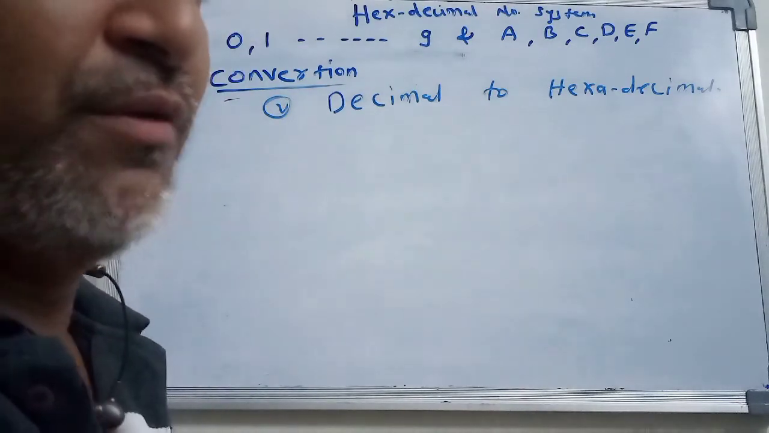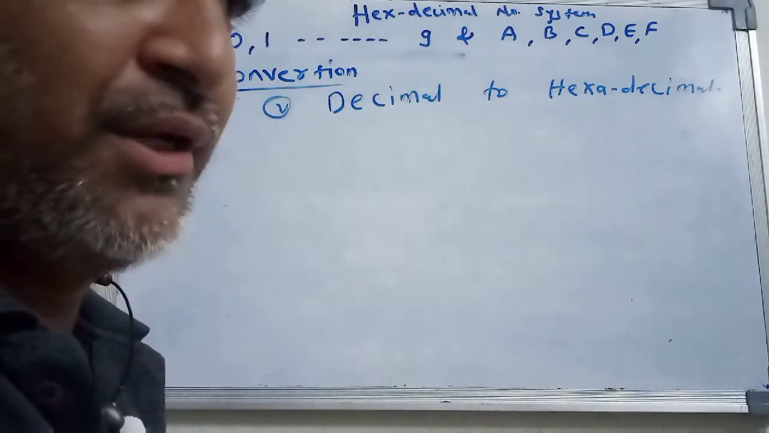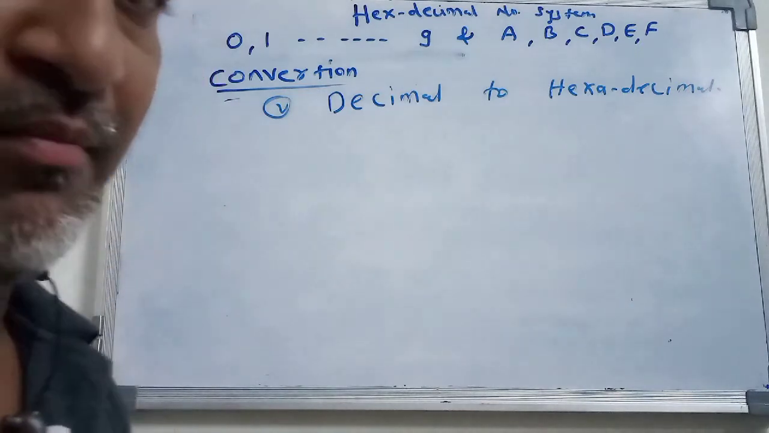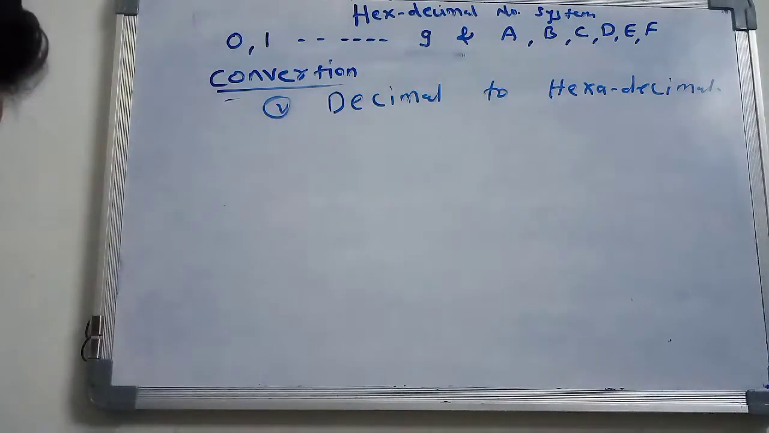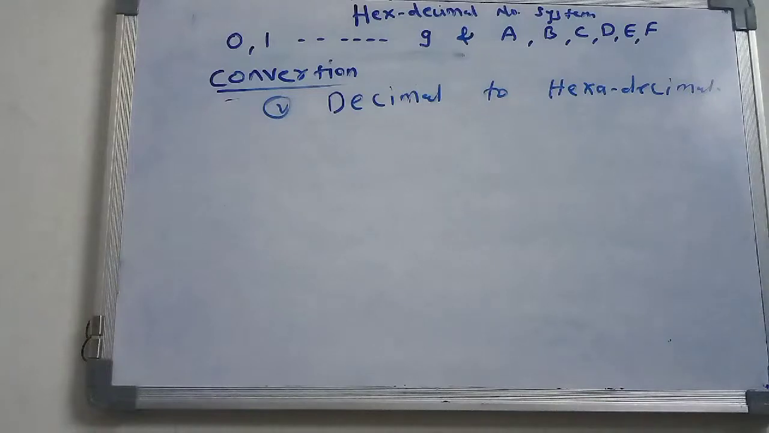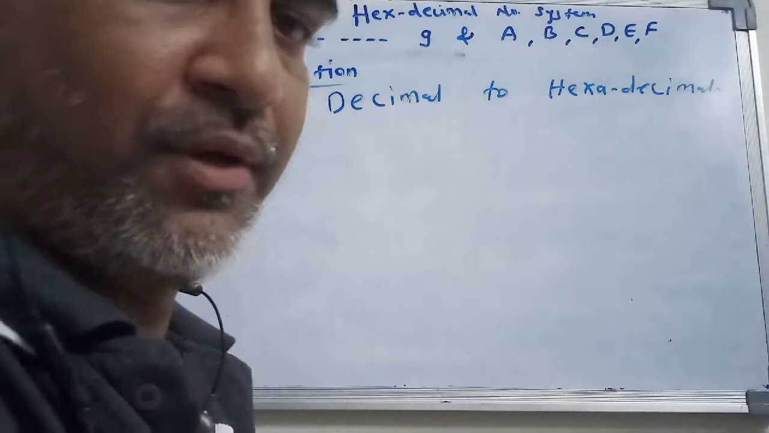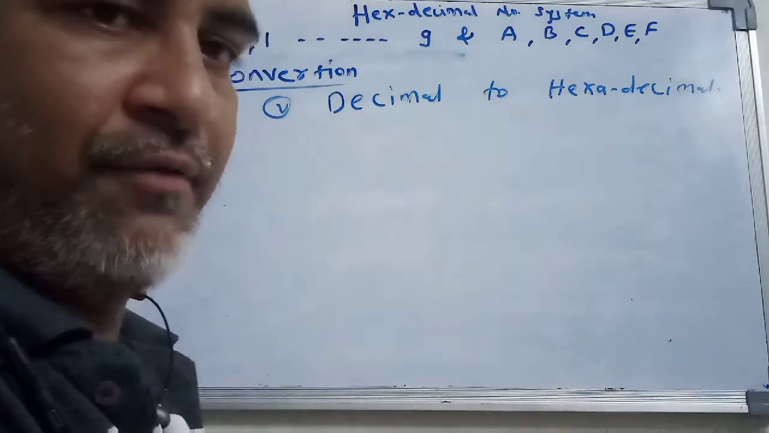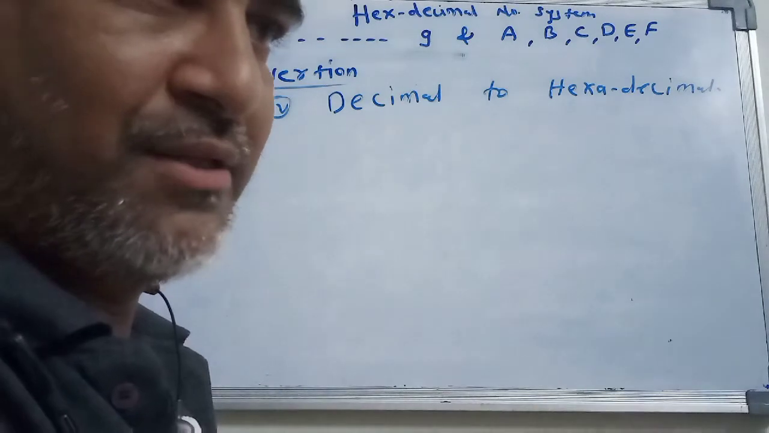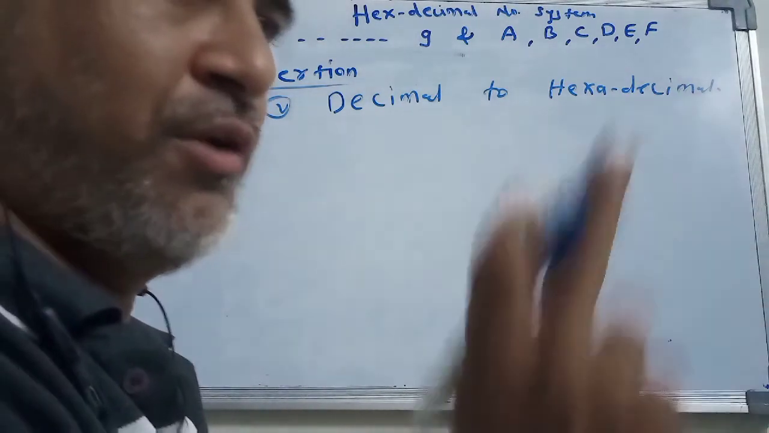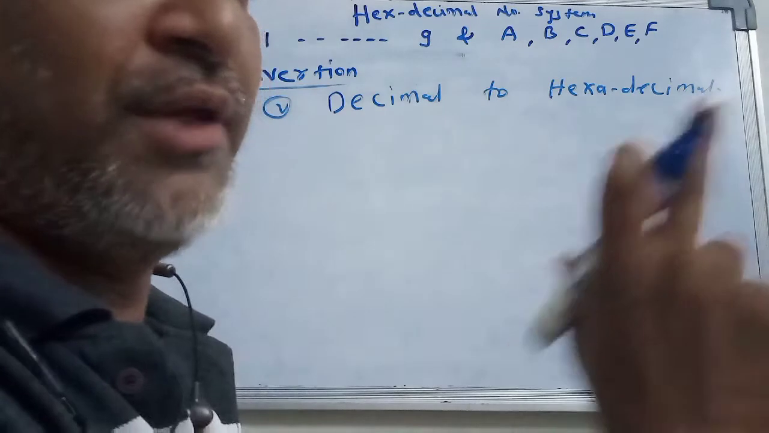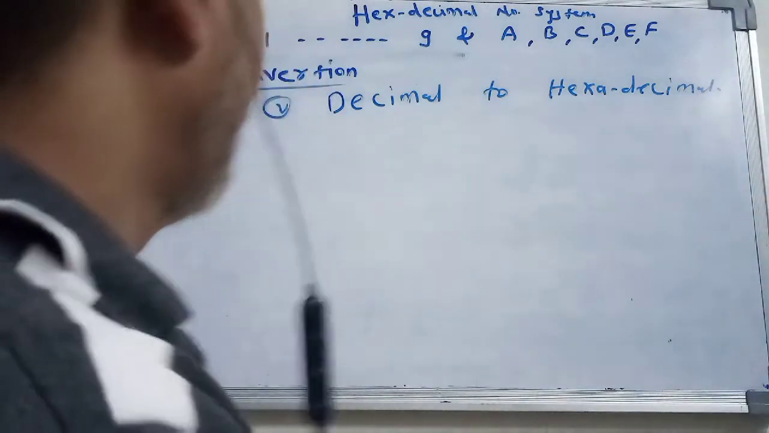for confusion, the question may be asked in the examination as: by using the hexadecimal method, solve the problem. Okay, but you don't get confused. Both statements are the same, both questions are the same. You have to convert the decimal number into the hexadecimal number.